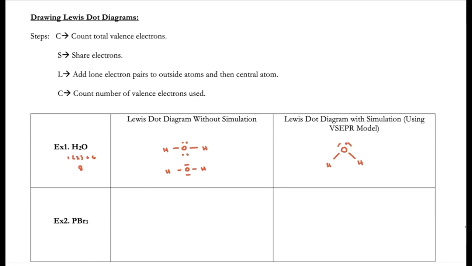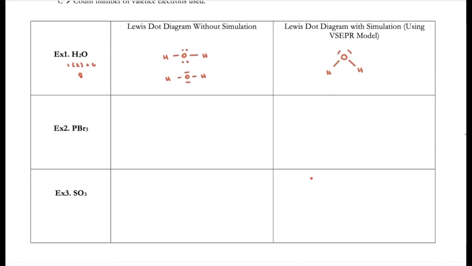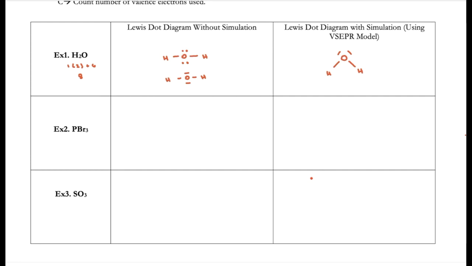But what you'll notice is there wasn't one on top and one on bottom, right? Because those 2 pairs of unshared electrons are going to be as far apart from one another as possible. Okay, yes, I know you're not quite comfortable with this yet, so let's look at 2 more examples. I've got PBr3.